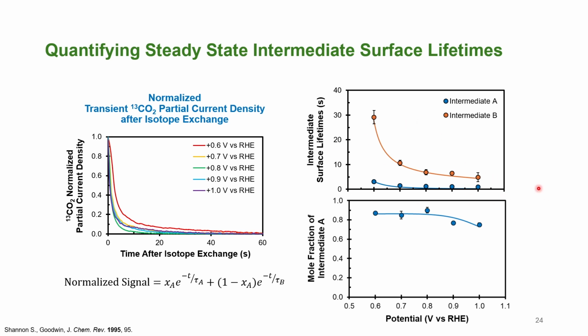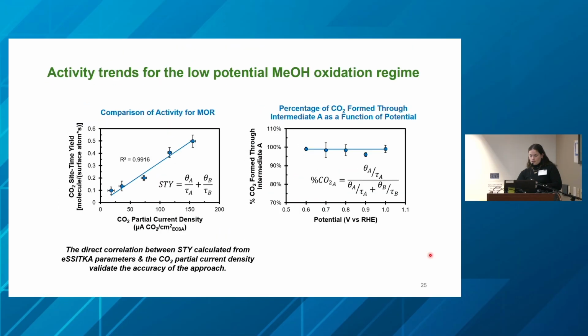And we're also able to obtain, as a function of potential, the lifetimes of these species, which decrease. We can also obtain from this parallel pool model a mole fraction of intermediate A, and we can see that intermediate A, the one we're accounting for here, is very, very abundant on the surface of the catalyst, regardless of potential. So intermediate A is definitely the dominant intermediate in methanol oxidation.